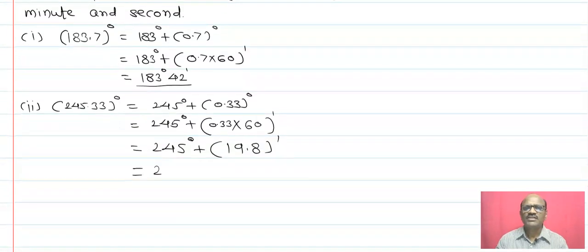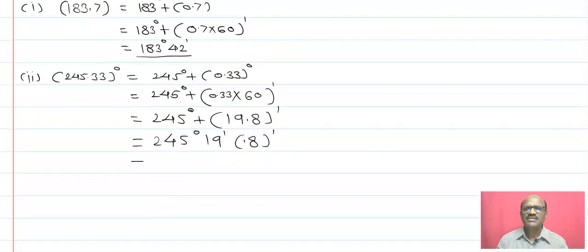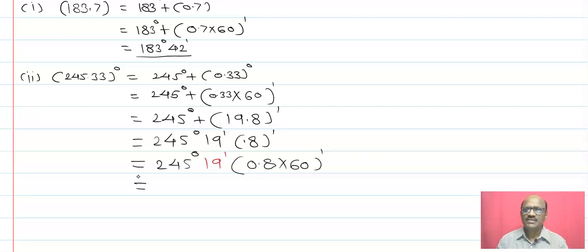Again 0.33 is multiplied with 60. Therefore it comes in this manner. Now see this 245 degree 19 minutes, and again convert these minutes to the second. Multiply it with 60. Double dot must be there, the sign of second. Therefore it is converted in the second.